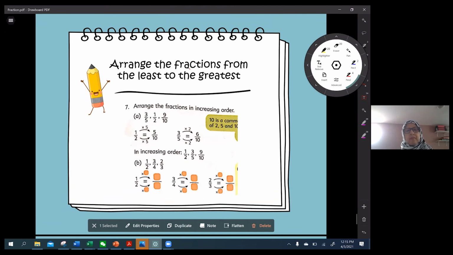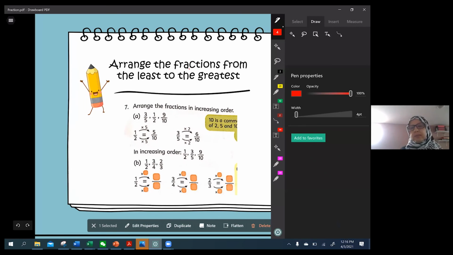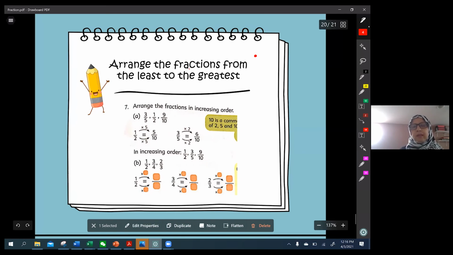Okay, so we have 3/5, half, and 9/10. So what's the lowest common multiple? No, the lowest common multiple. There are 5, 2, and 10. What's the lowest common multiple between 5, 2, and 10? Okay, remember this term: lowest common multiple, LCM.